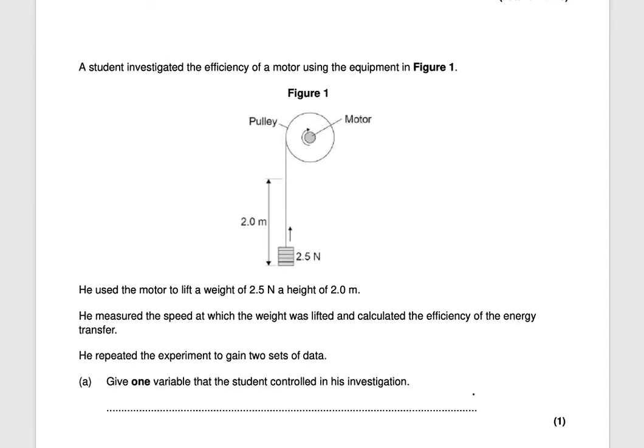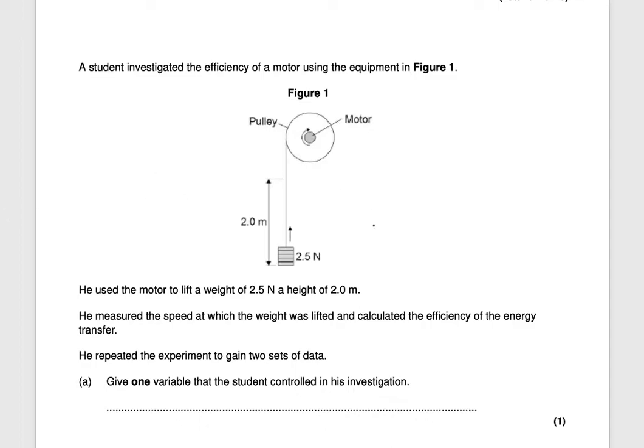Next question. A student investigated the efficiency of a motor using the equipment in figure 1. He used the motor to lift a weight of 2.5 newtons at a height of 2 meters. He measured the speed at which the weight was lifted and calculated the efficiency of the energy transfer. He repeated the experiment to gain 2 sets of data. Give one variable that the student controlled in this investigation.